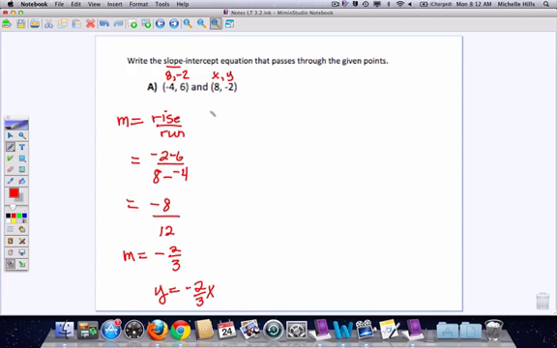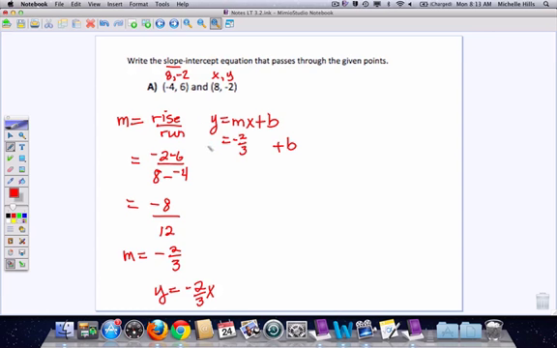Since I don't know that, I'm going to go back to my y equals mx plus b equation. Now I know the slope, which I just calculated, is negative 2/3. The thing I'm trying to find is b, the y-intercept. In each of these points, though, I have an x and a y value that work in that particular point. So I'm going to take one of my points, in this case the point 8, negative 2. It doesn't matter which point, I'll get the same answer.